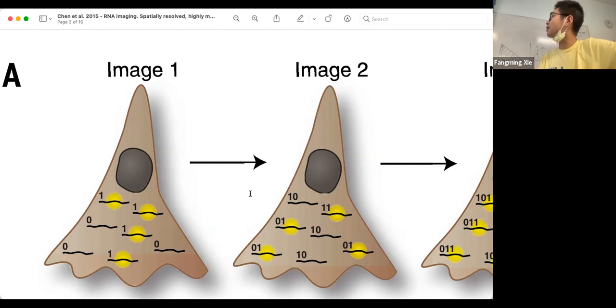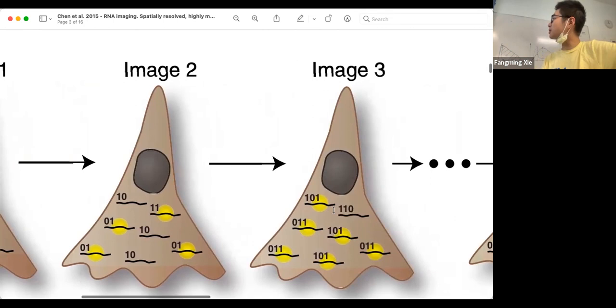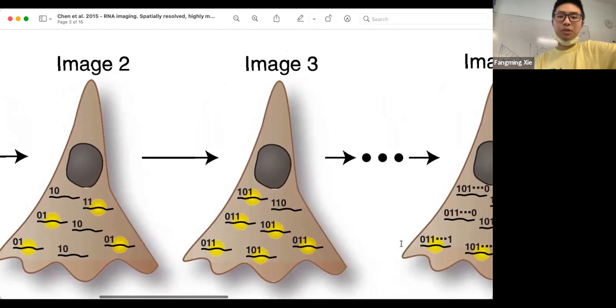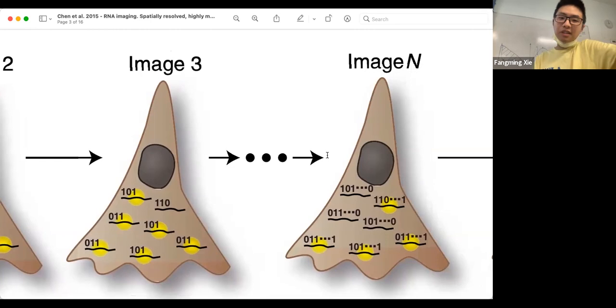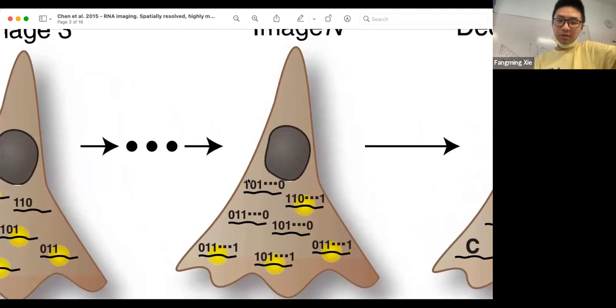0 1, 1 0, 0 0, 1 1, actually four different combinations. Then in image three, it adds a third digit. Again, if you focus on the third digit, whenever there's a one, there's a light around it indicating it's picked up only in this image three. And then you can do it repeatedly: in each imaging round, you assign a binary digit to the original mRNA molecules. By combining all N different rounds of imaging, each molecule gets assigned an N-bit barcode. That's the idea. So why do we want to do that?